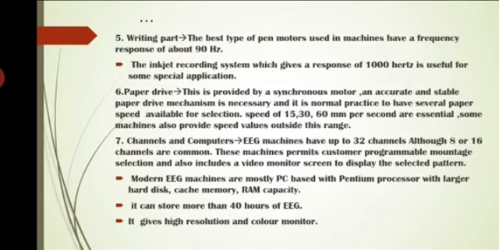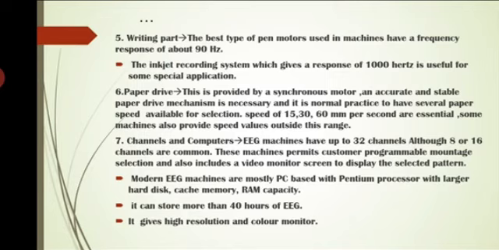Fifth, writing part. The best type of pen motors used in machines have a frequency response of about 90 Hz. The inkjet recording system, which gives a response of 1000 Hz, is useful for some special applications.